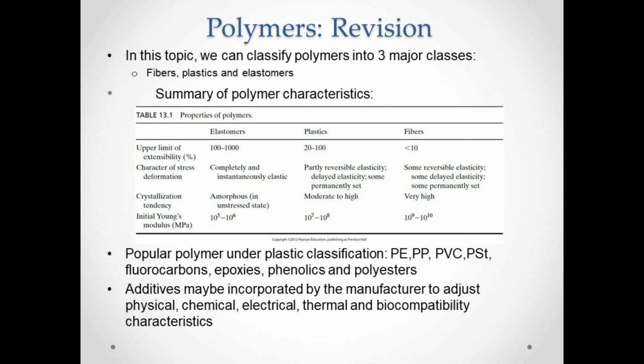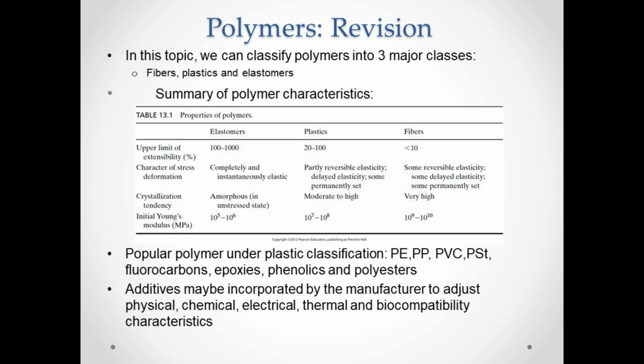Slide 18. We classify polymers into three major classes, which are the fibers, plastics and elastomers. The table shows you the properties of polymers: the upper limit of extensibility, character of stress deformation, crystallization tendency, and also the initial Young modulus. Popular polymers under plastic classification are polyethylene, polypropylene, PVC, polystyrene, fluorocarbons, epoxies, phenolics and polyesters.